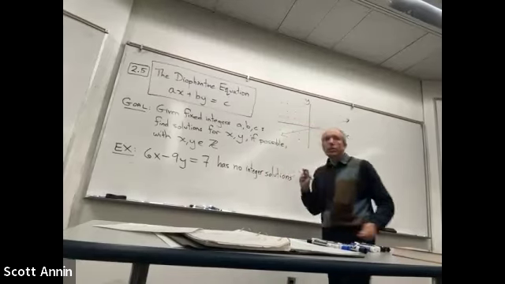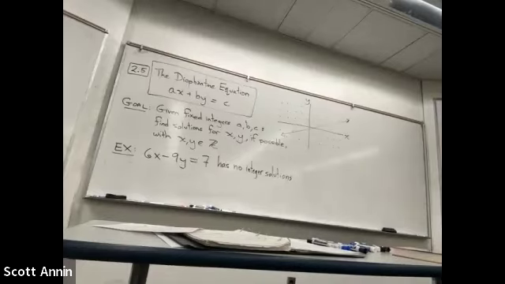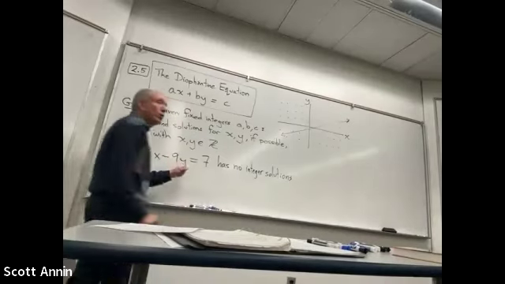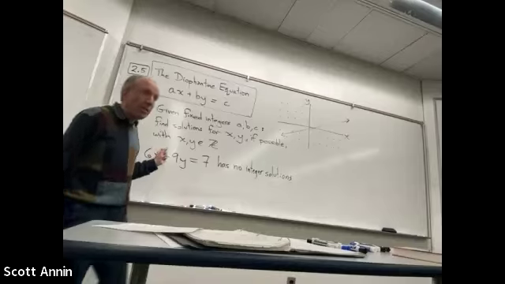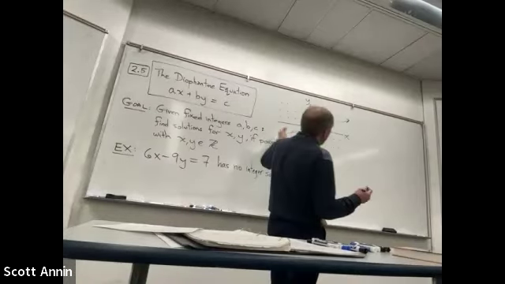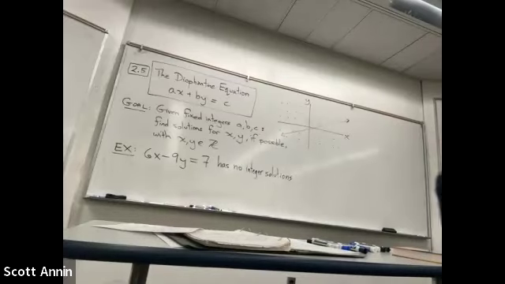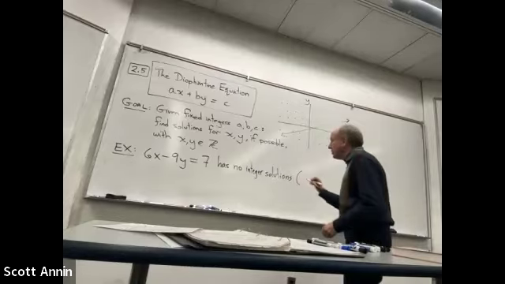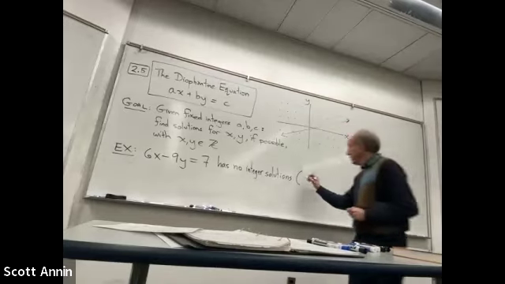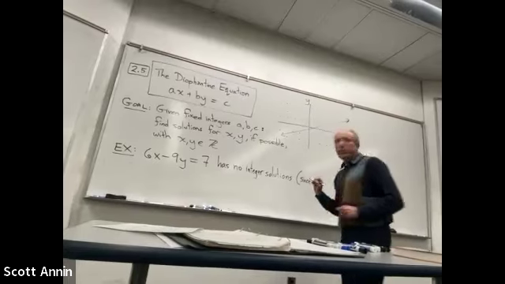Now, when I say no integer solutions, I mean both x and y cannot be integers. You could choose one of them to be an integer, but you can't make both of them an integer at the same time. In other words, this line will never intersect with that lattice on the board there.